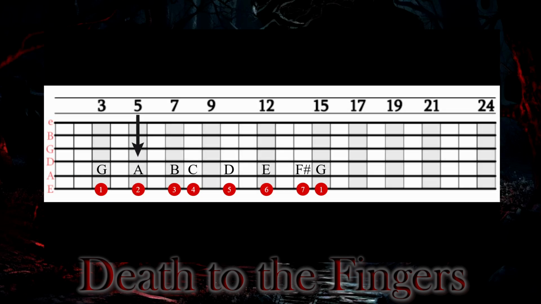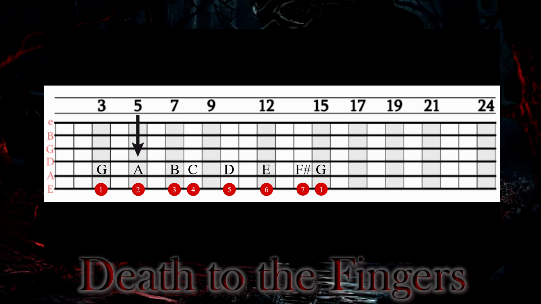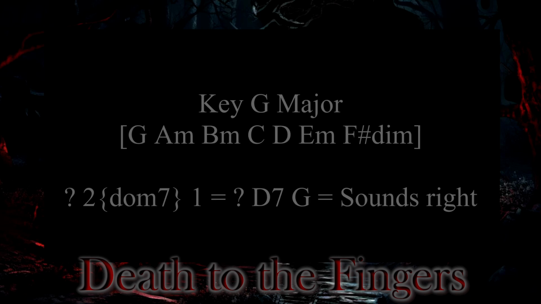The second degree of the major scale is either minor or a minor 7 by default, but we can substitute in a dominant 7 chord to create a perfect cadence between the second and first degree. So now the formula looks like this.